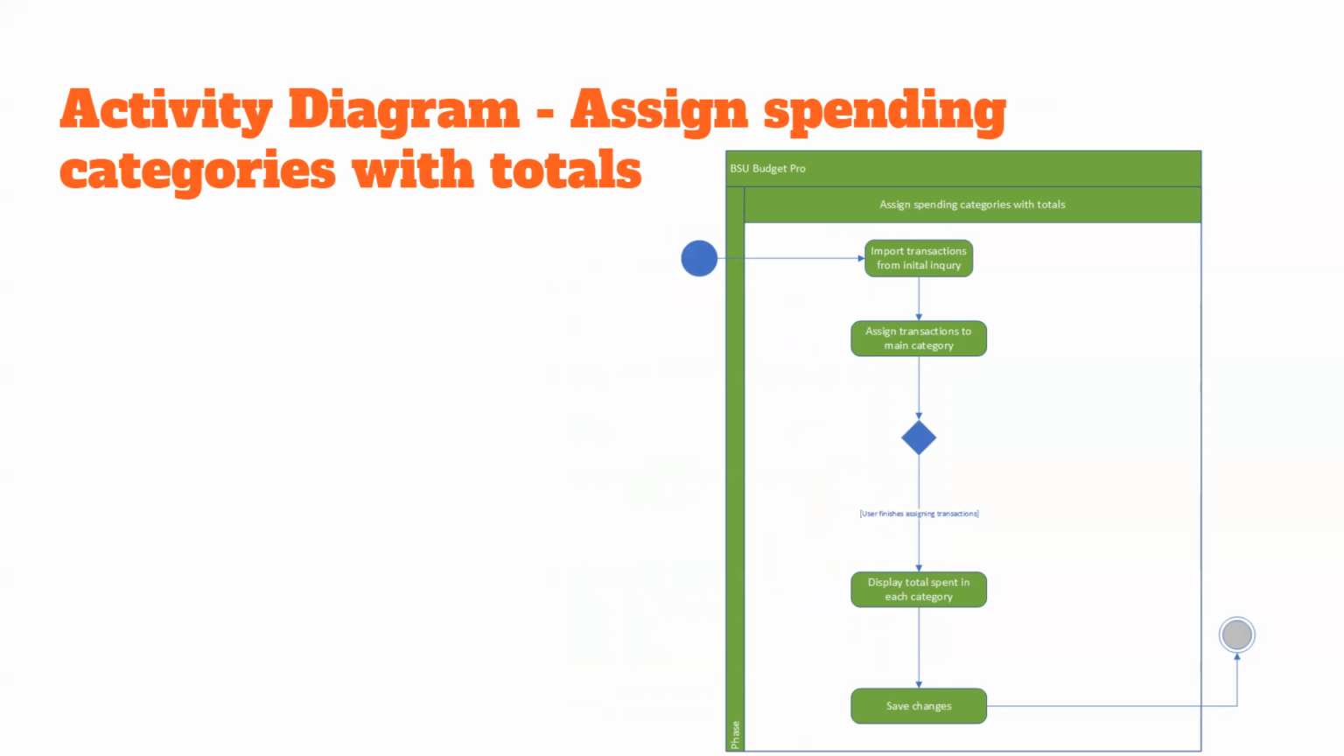And then from there, we've got the activity diagram for assigning spending categories with the totals. So it's going to import the transactions from that initial inquiry where the application had you input your transactions. From there, it's going to let you assign transactions to a main category. Those 4 categories again being living expenses, food, debt payment, or miscellaneous. After that, it's going to calculate and display the total spent in each of those 4 categories, and then allow you to save those changes and move back to the main menu if you're finished.